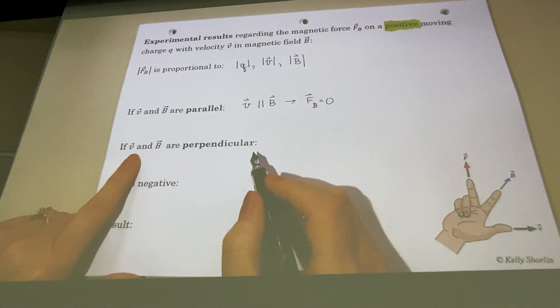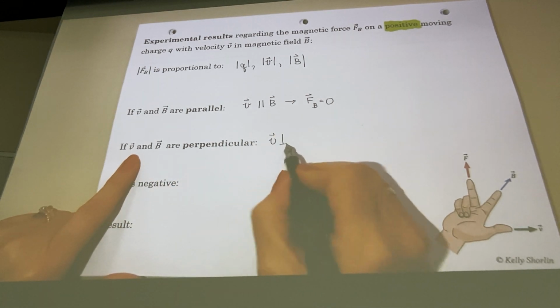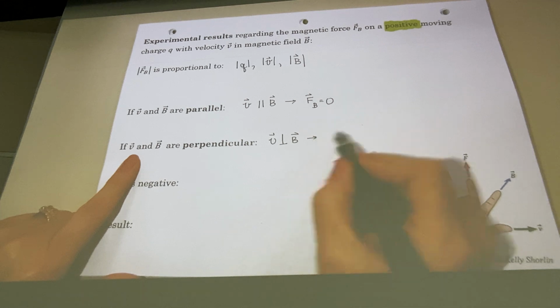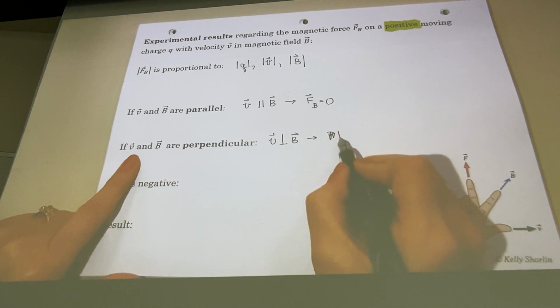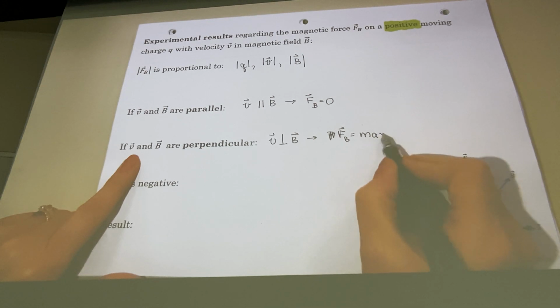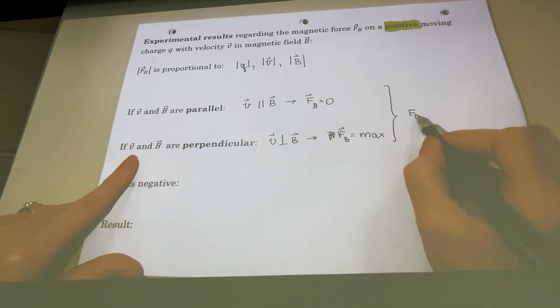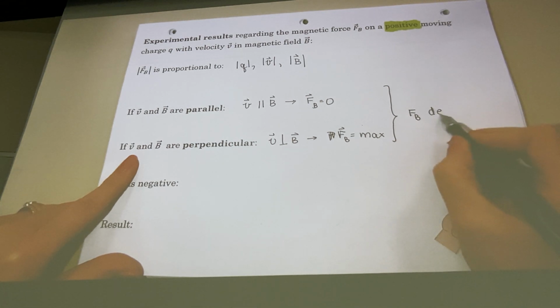So if it was flat, it wouldn't spin, but if it was upright, it would. Our next result is that if v and B are perpendicular, then our magnetic force is a maximum. So our conclusion here is that the magnetic force depends on the angle between v and B.